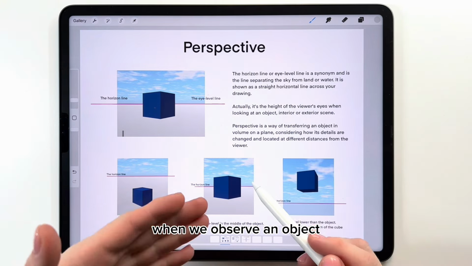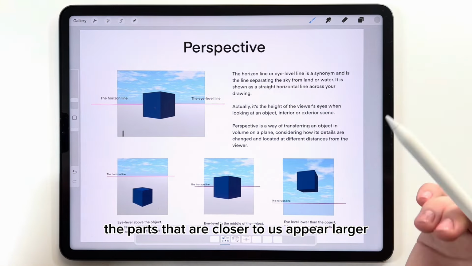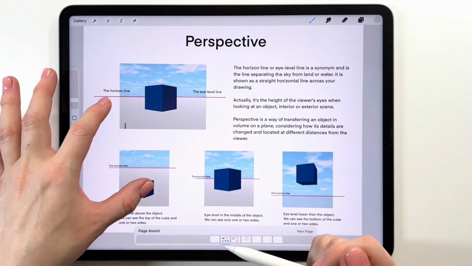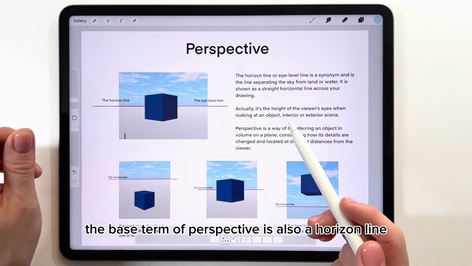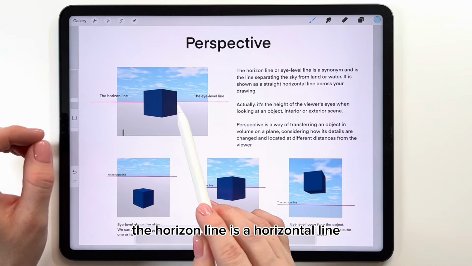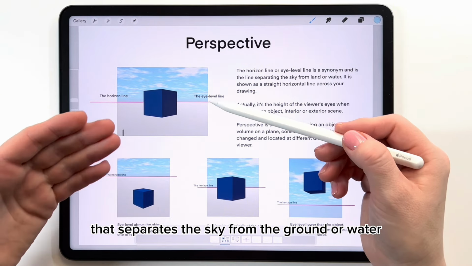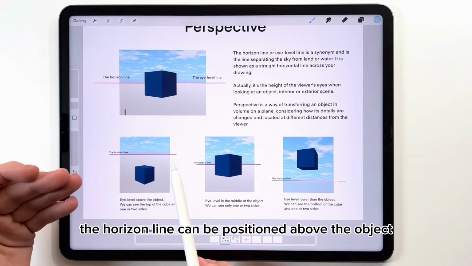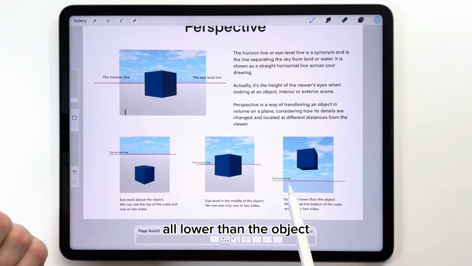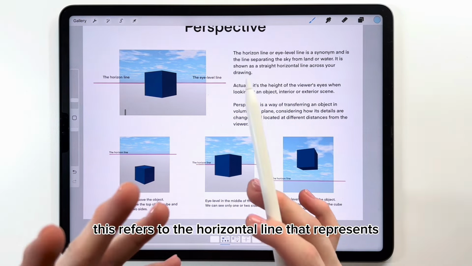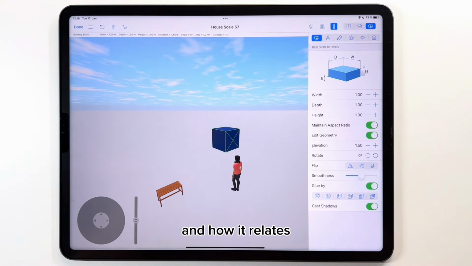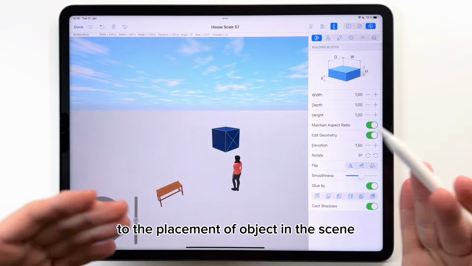When we observe an object, the parts that are closer to us appear larger, while the parts that are farther away appear smaller. The base term of perspective is also a horizon line or eye-level line. The horizon line is a horizontal line that separates the sky from the ground or water. The horizon line can be positioned above the object, pass through the object, or be lower than the object. This refers to the horizontal line that represents the viewer's eye level in the perspective drawing and how it relates to the placement of the object in the scene.